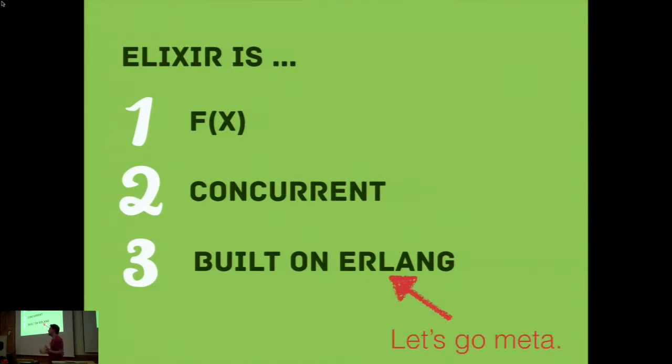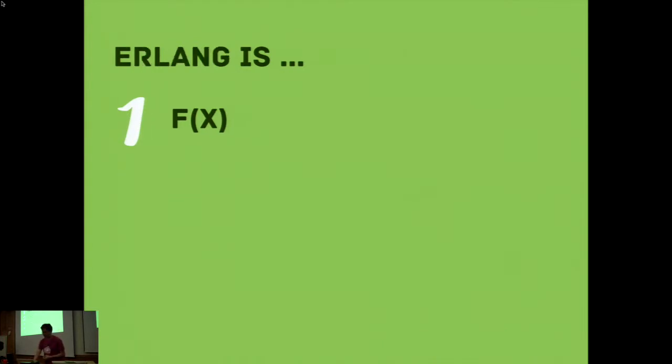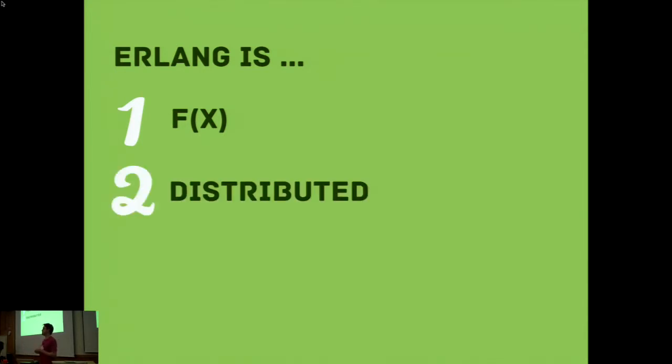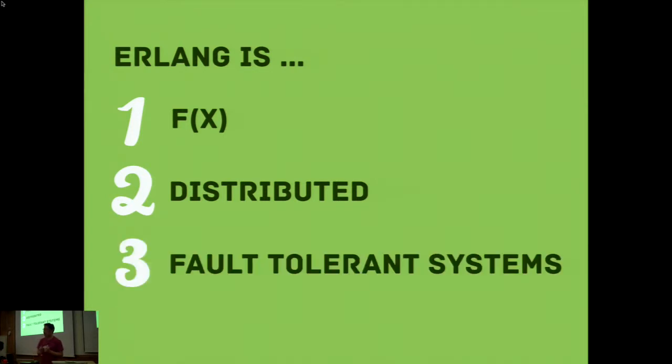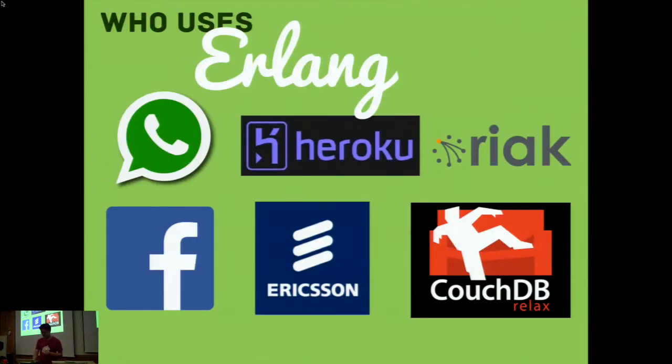So let's talk about Erlang a little. Erlang is also a functional programming language. It excels in building distributed systems. And more importantly, it is also famous for its fault tolerance. This means that when an error occurs within your system, the system will still continue to operate normally. These are a few relatively small and obscure companies that are using Erlang. You might be able to recognize some of them.